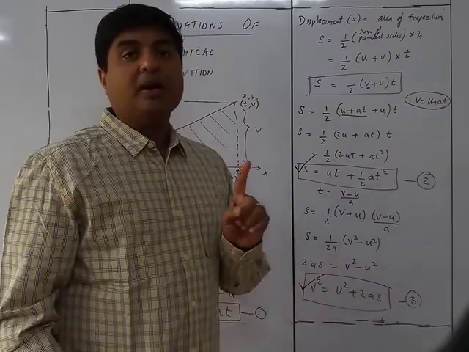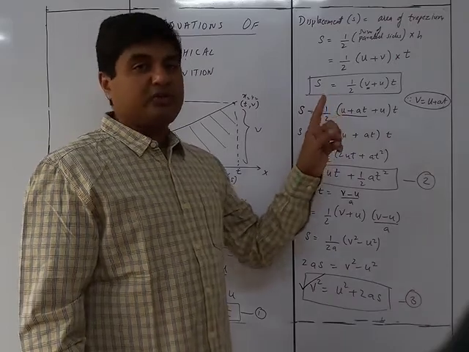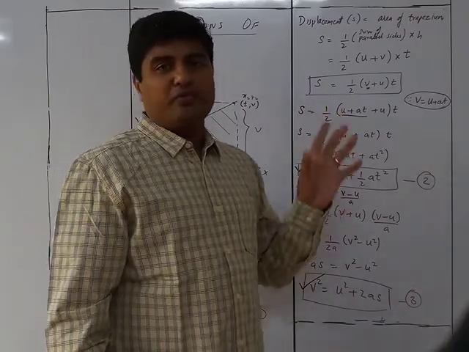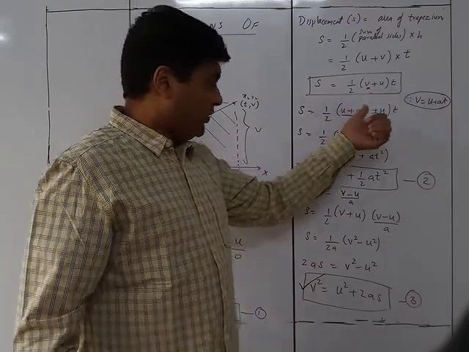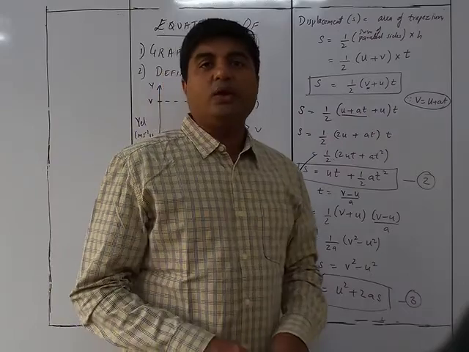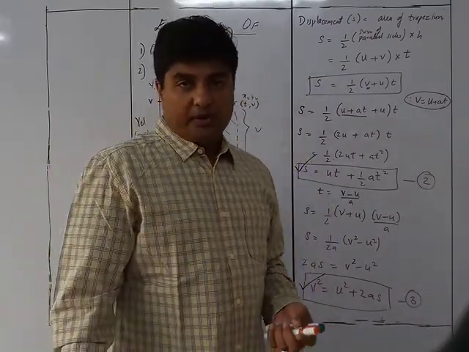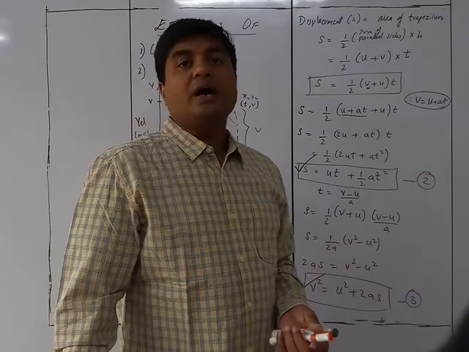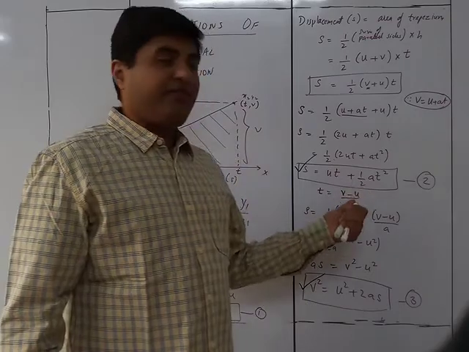Now remember that this was possible only by this equation, which is actually not an equation of motion, but very important, because with the help of this we framed everything. So s is equal to half (u plus v) into t is another very important equation. Okay, so this was how you derive the equations of motion by graphical method.